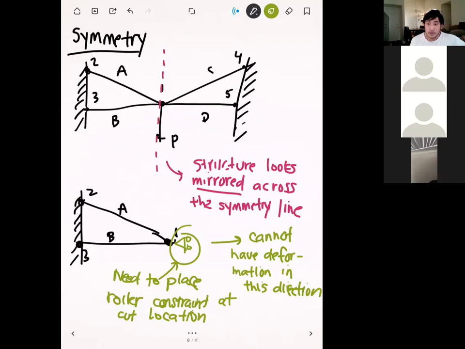Okay. Yeah. So the question is, yeah, the orientation of the roller is parallel to the cut. Mm-hmm. All right. So the other question is, what's the word before constraint? Roller constraint. Clear. So it's a special constraint that only constrains the displacements in one direction, but lets it be free in the other ones. Okay. Any questions on symmetry?